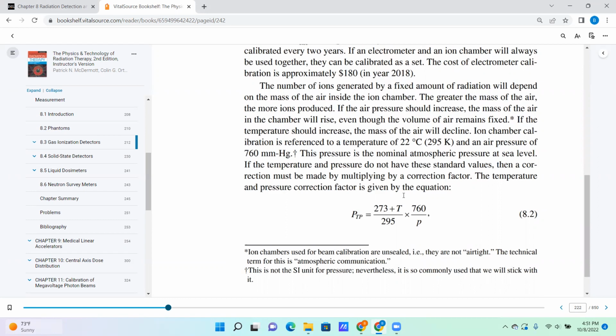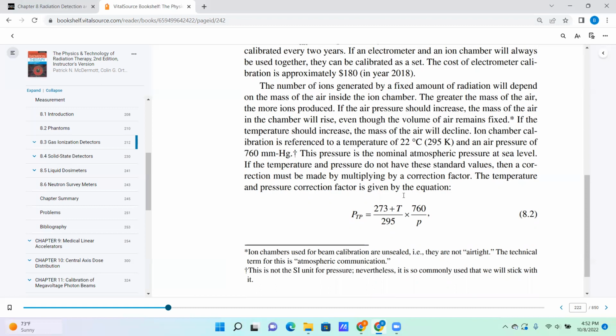The number of ions generated by a fixed amount of radiation would depend on the mass of the air inside the ion chamber. The greater the mass of the air, the more ions produced. If air pressure should increase, the mass of the air will rise, even though the volume remains fixed. If the temperature should increase, the mass of the air will decline.